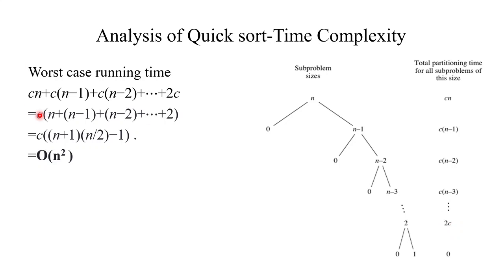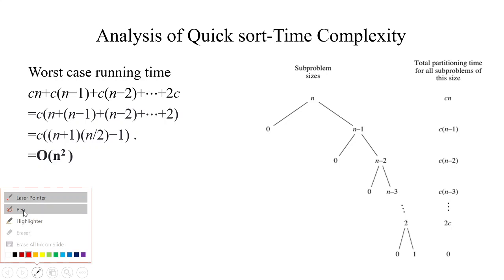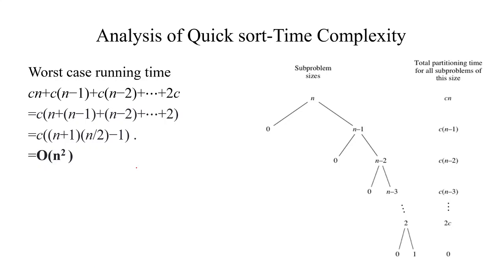Now if you take c as common and remove c outside, then inside you can see n plus n minus 1 plus n minus 2 plus, and so on, till plus 2. Now if you apply the mathematical formula, you'll get c of n plus 1 into n by 2 minus 1. So what is that? You'll get n plus 1 into n by 2 minus 1.